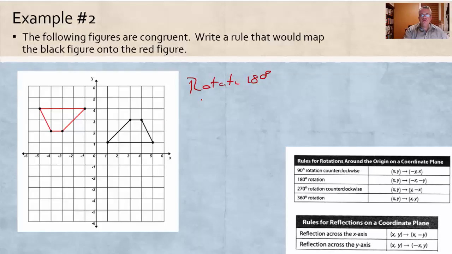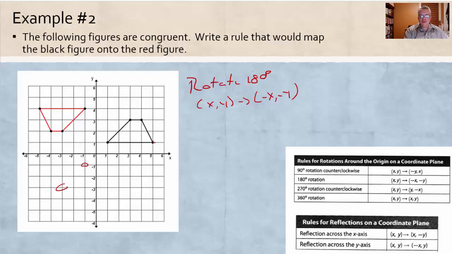Okay, and the rule for that is (x, y) goes to (-x, -y). Just take the opposite of the coordinates. So this point is at (1, 1). It would be at (-1, -1). This point is at (3, 3). It would be at (-3, -3). This point is at (4, 3). It's going to be at (-4, -3).